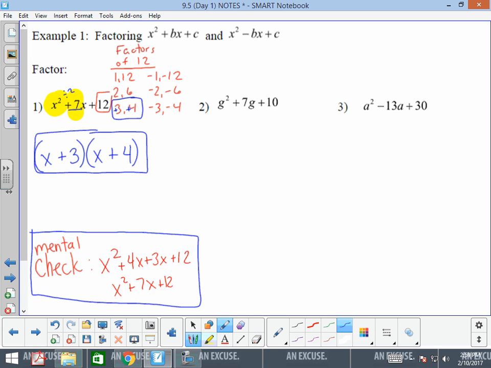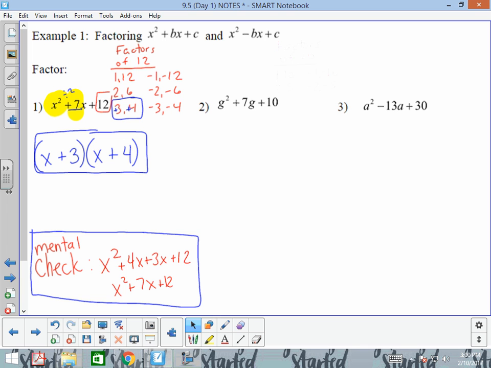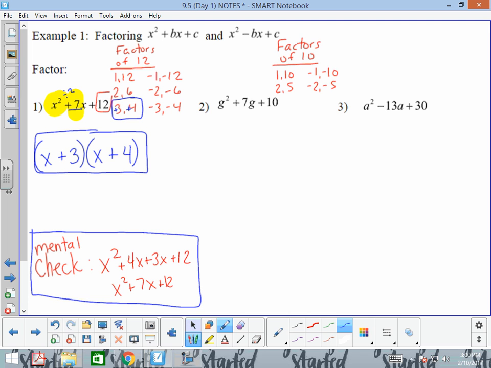Okay, number 2. I'm doing several of these so you can get the process of it. Factors of 10: 1 and 10, negative 1 and negative 10, 2 and 5, negative 2 and negative 5. You can see those up there. Pause the video if you need to in order to write those down. The factors that add up to be 7 are 2 and 5. So this will be g plus 2, g plus 5.